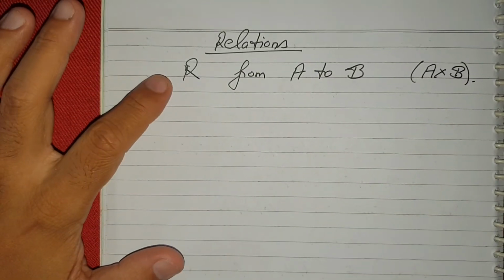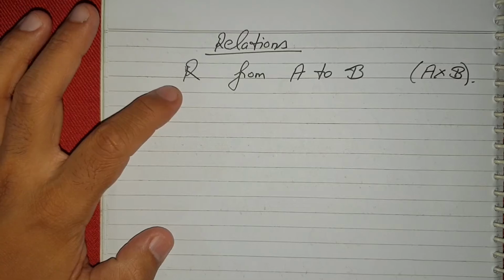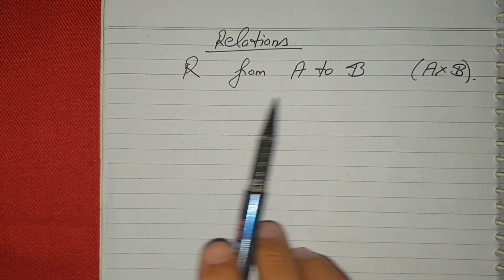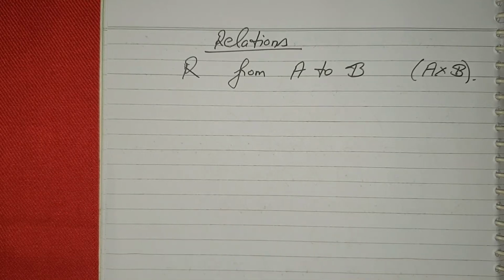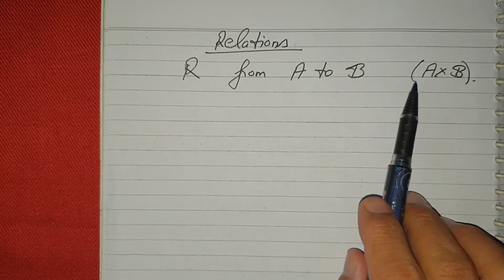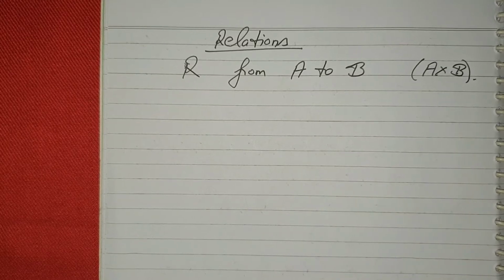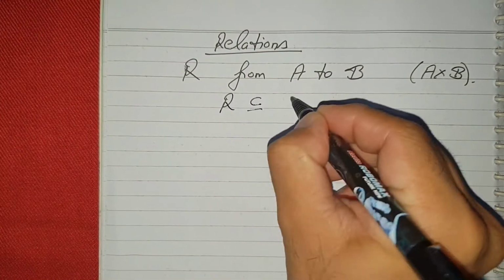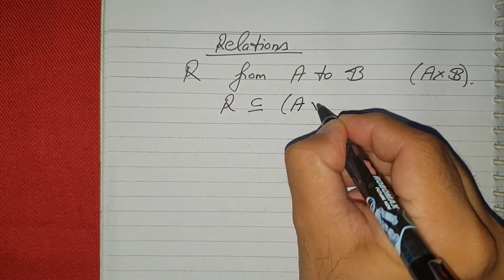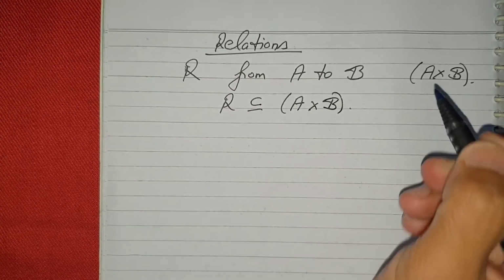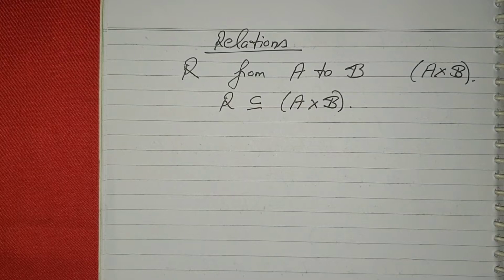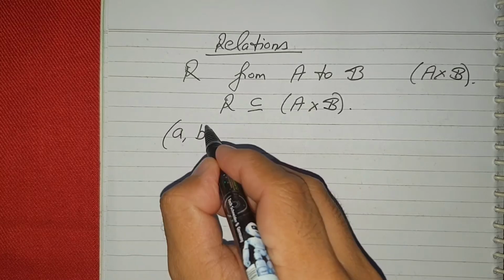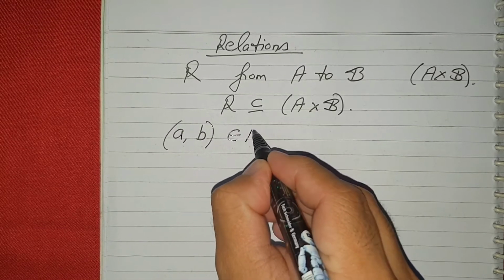So in relation also, we write the elements in coordinates form, like first of all A and then B. They are a subset of A cross B. Thus R is a relation from A to B. So this implies R is a subset of A cross B. Now if (A, B) belongs to R.